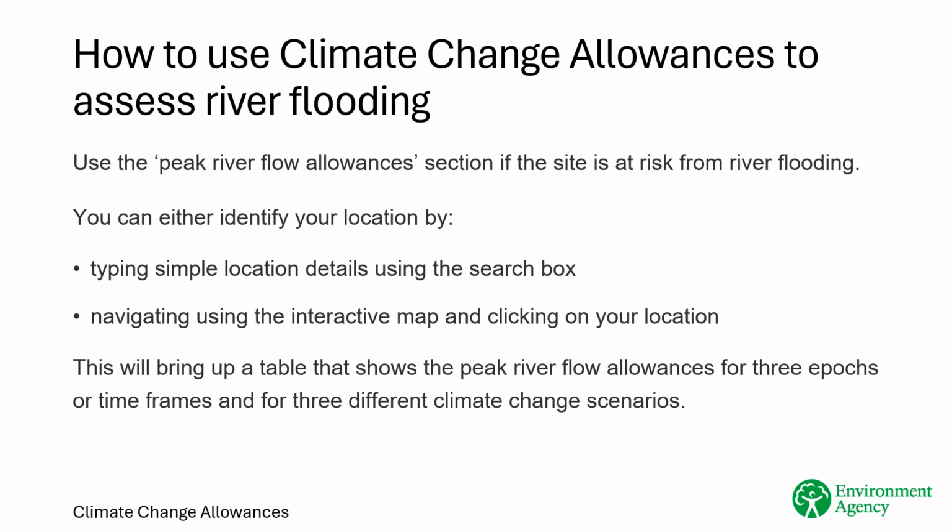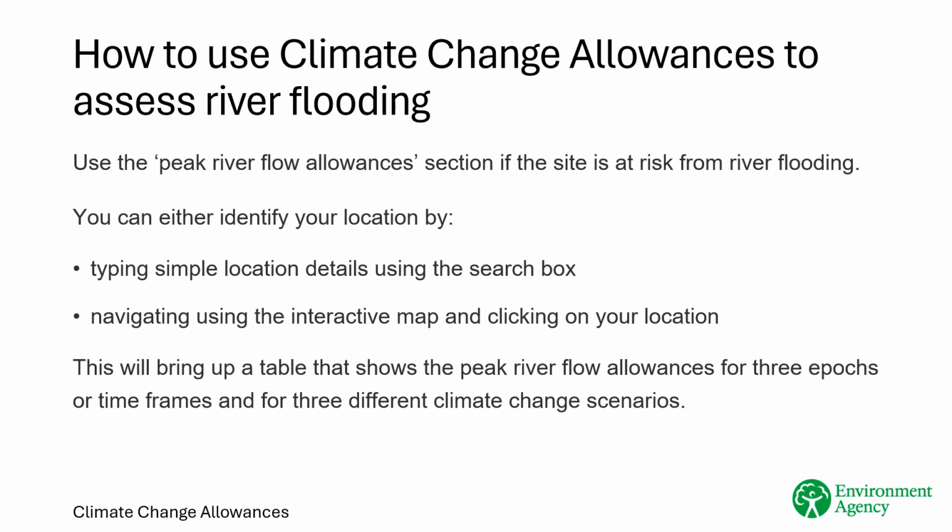River flooding. If the site is or could be at risk of river flooding, also known as fluvial flooding, you'll need to use the peak river flow allowances section of the guidance. To find the right allowance, click on the link to the peak river flow map, and this will take you to a separate interactive map. Next, you'll need to find the site on a map. You can do this in one of two ways. Firstly, by using the search box, you can type in the site's postcode, the name of the nearest river, such as Thames or Severn, or if you do know it, the name of the relevant river management catchment. Alternatively, you can just navigate to the right location on the map.